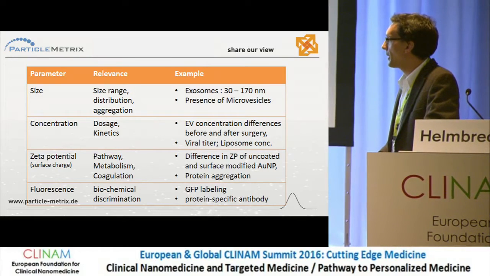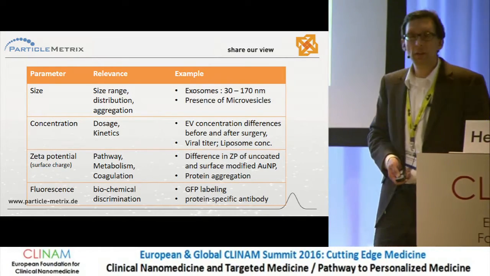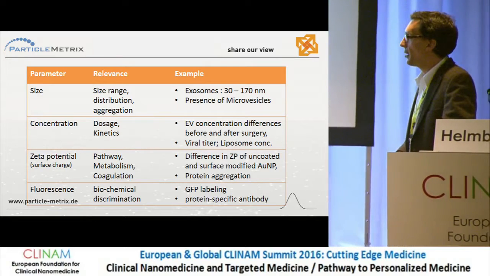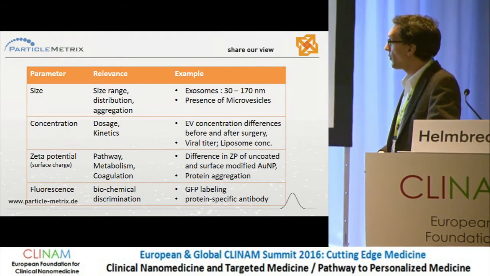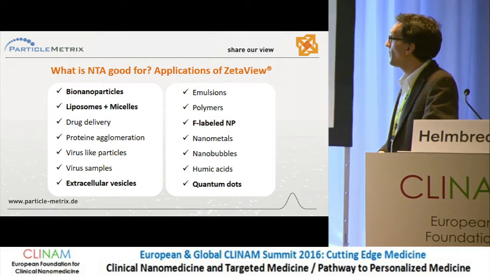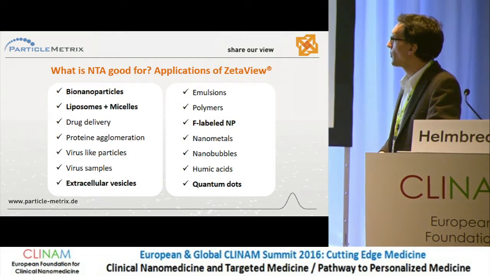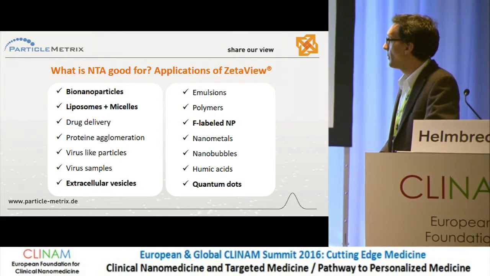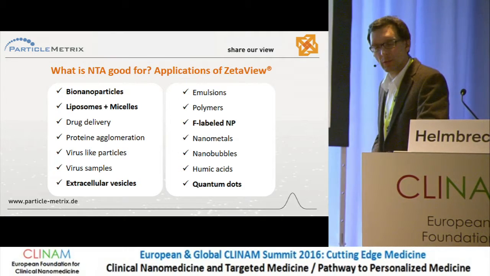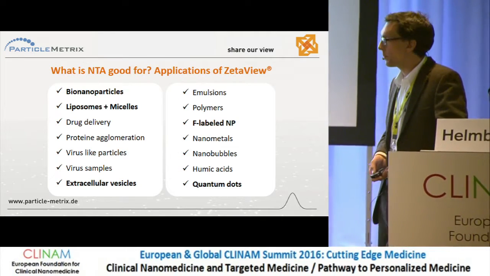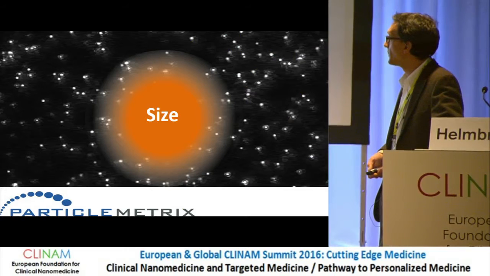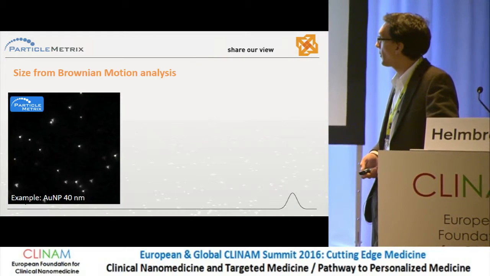Fluorescence gives you biochemical discrimination depending on the dye and the antibody you're using, and so you have a multi-dimensional measurement with this NTA. It is not only good for bio-nanoparticles, we also do emulsions, proteins, virus, and metal nanoparticles down to nanobubbles. So how is size measured?